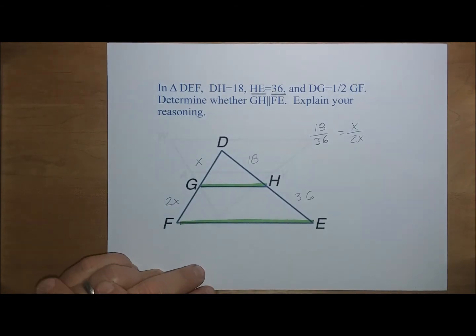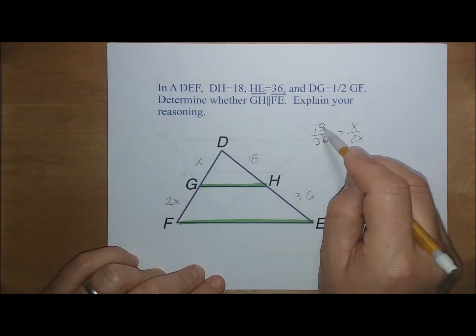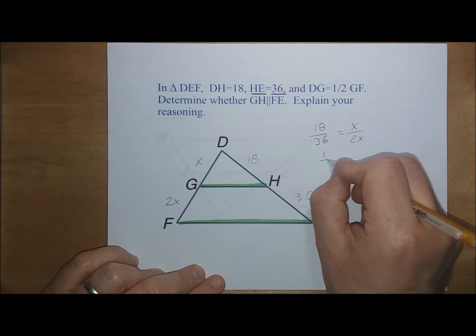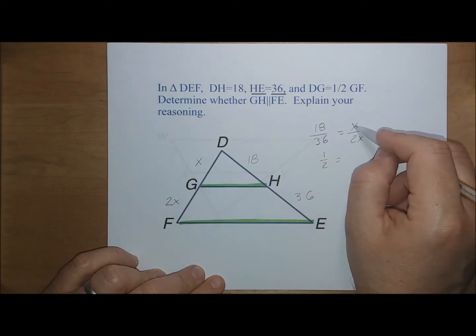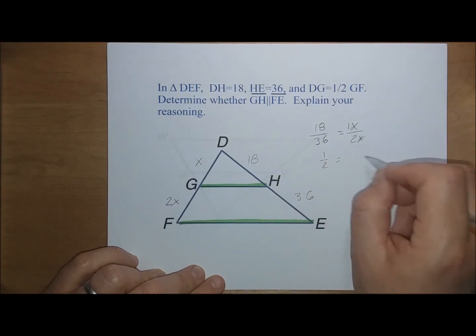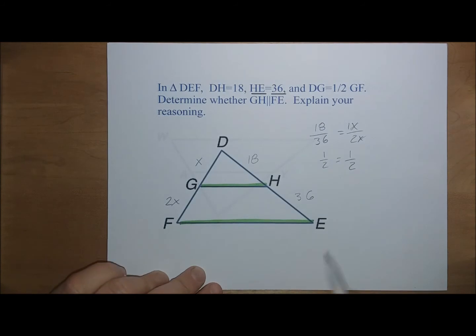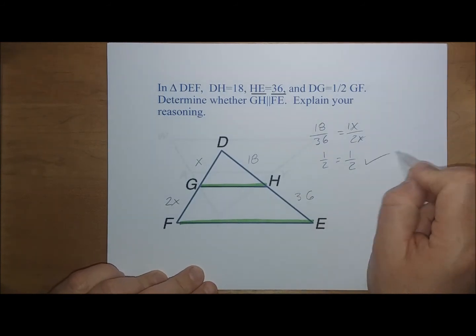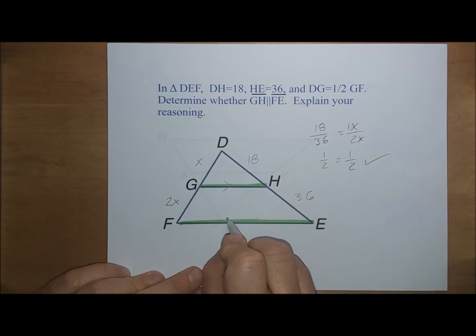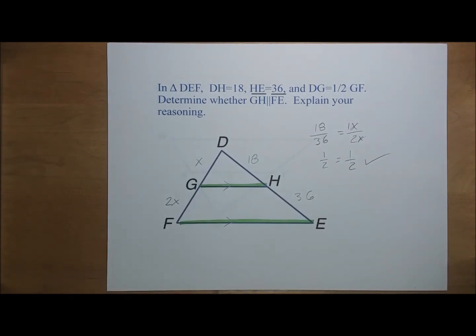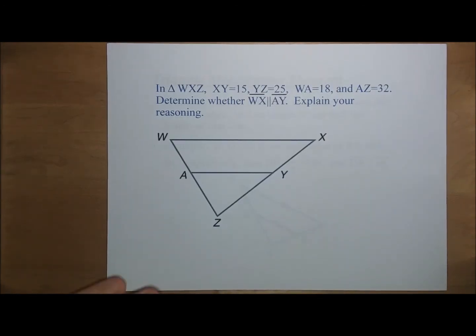Okay, and maybe you already see that these fractions can be simplified, right? 18 over 36 is 1/2, isn't it? And x over 2x, don't the x's cancel and I'm left with 1/2? Okay, that looks like a valid proportion to me. Can I conclude that these lines must be parallel? Absolutely. Let's try another one like that.